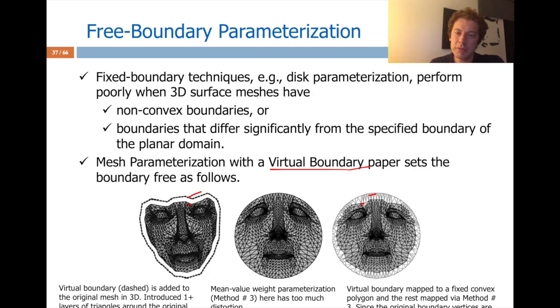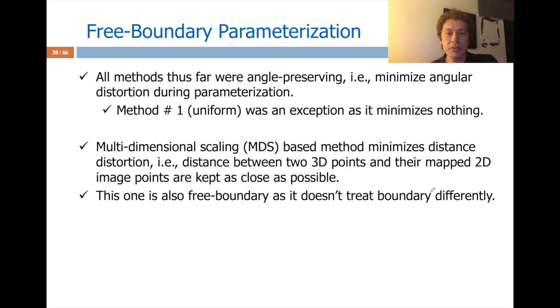So I don't care what happens to the layer of gray triangles here, but the actual boundary is treated as an interior part, which makes them travel better in the 2D domain.